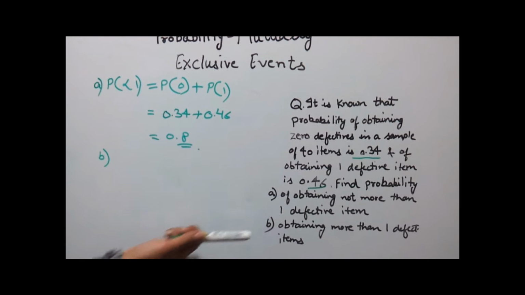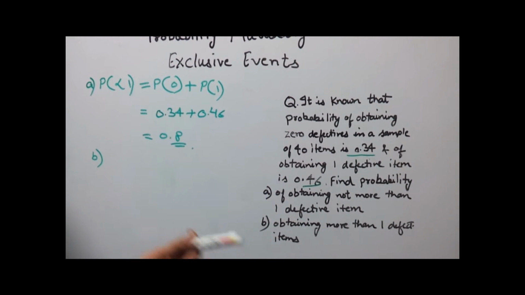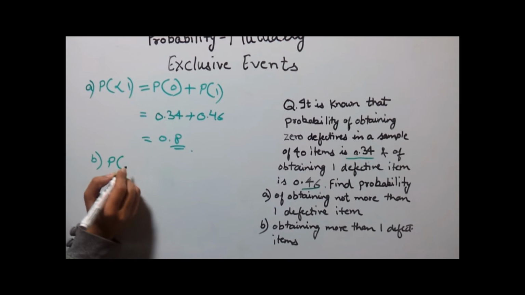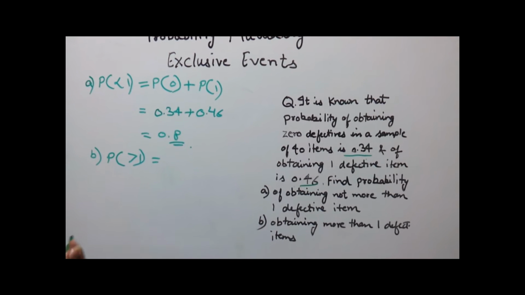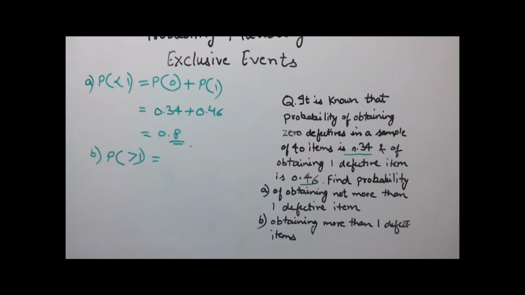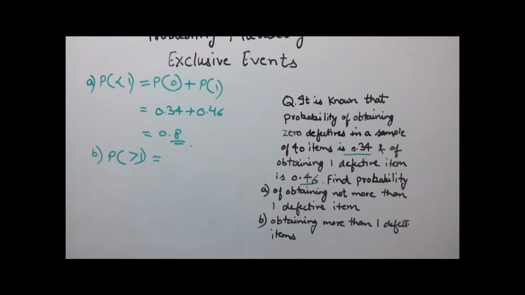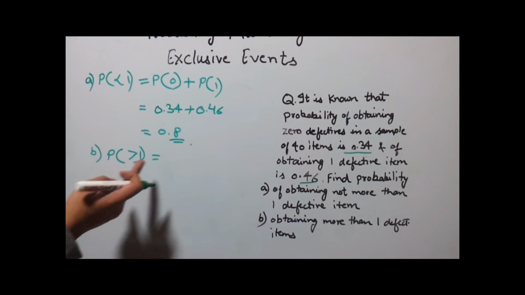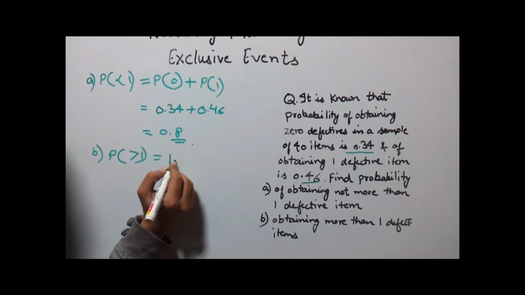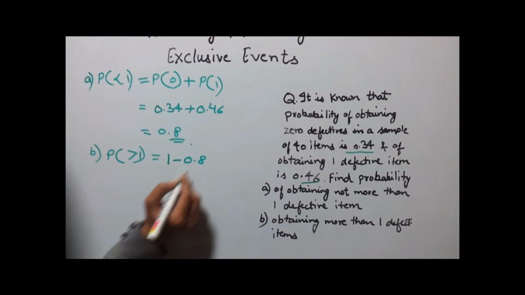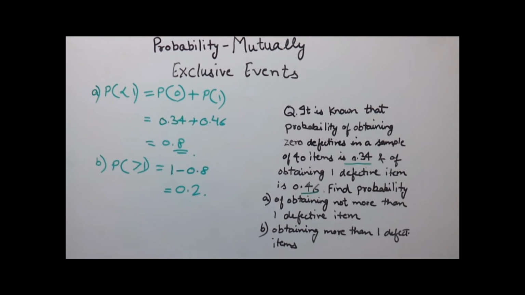Let's do the second part. In the second part, it has been asked to find the probability of obtaining more than 1 defective item. So the probability of more than 1 defective item will be the opposite of the probability of not more than 1. As we know that the sum of the probabilities is 1, we will subtract this 0.8 from 1, which gives us 1 minus 0.8, and we get 0.2 as the answer.